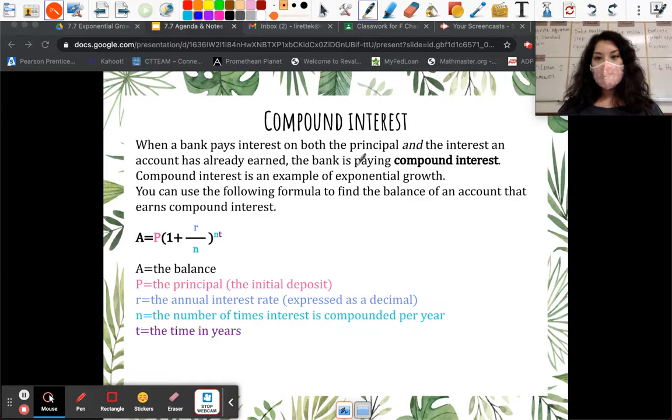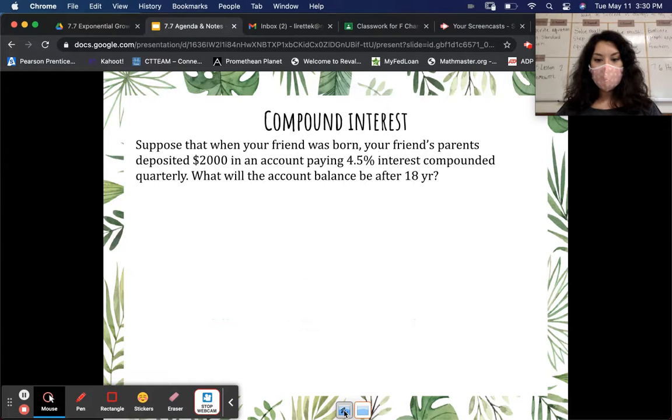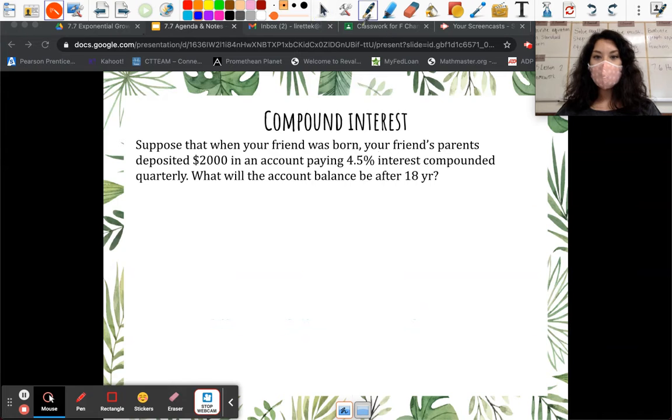Okay, so let's take a look at some examples using compound interest. Suppose that when your friend was born, your friend's parents deposited $2,000 in an account paying 4.5% interest, compounded quarterly. What will the account balance be after 18 years? Okay, so again, if you don't know where to start, always start with writing an equation.